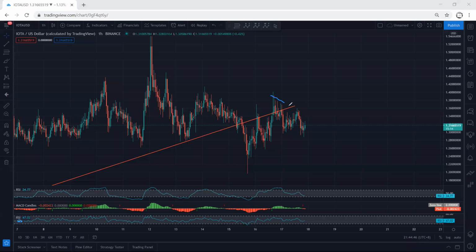this one gives us one more up move, because between these two we don't have an ABC. We cannot look at this as the ABC. We don't have the divergence. Okay, but still we can put this one as a correction for this one to continue.